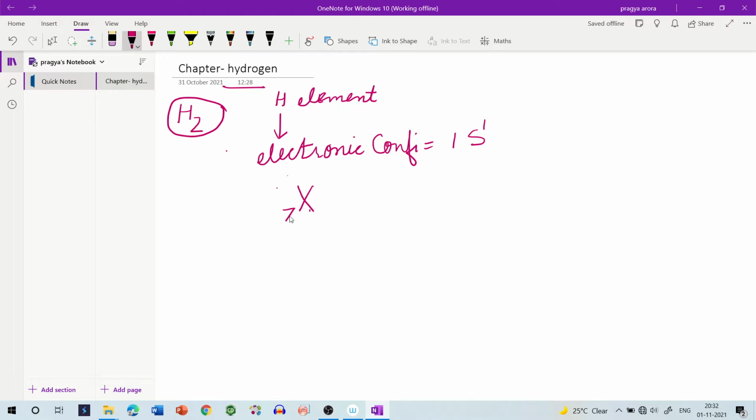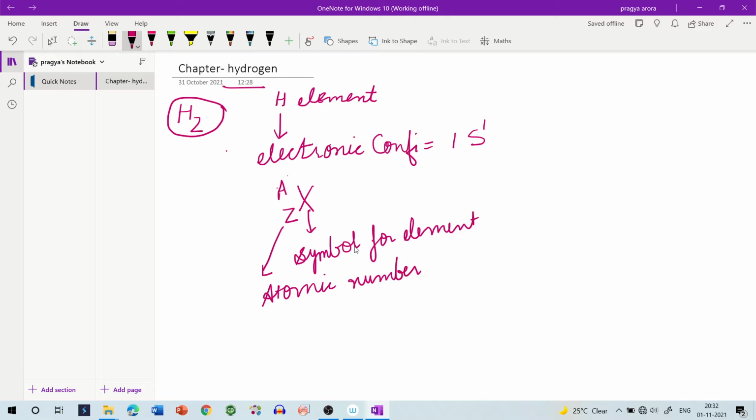You represent it by Z and A, where X represents the symbol for the element, Z tells about the atomic number, A tells about the mass number. So for hydrogen, we have 1H1. But what is atomic number?